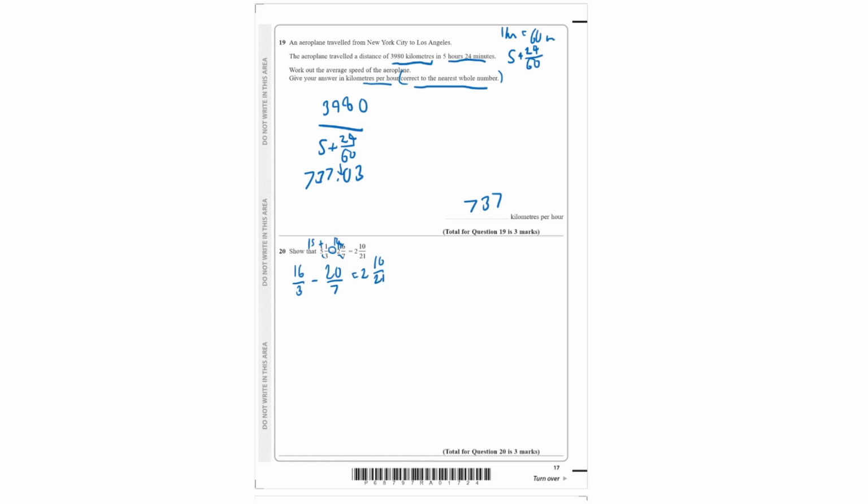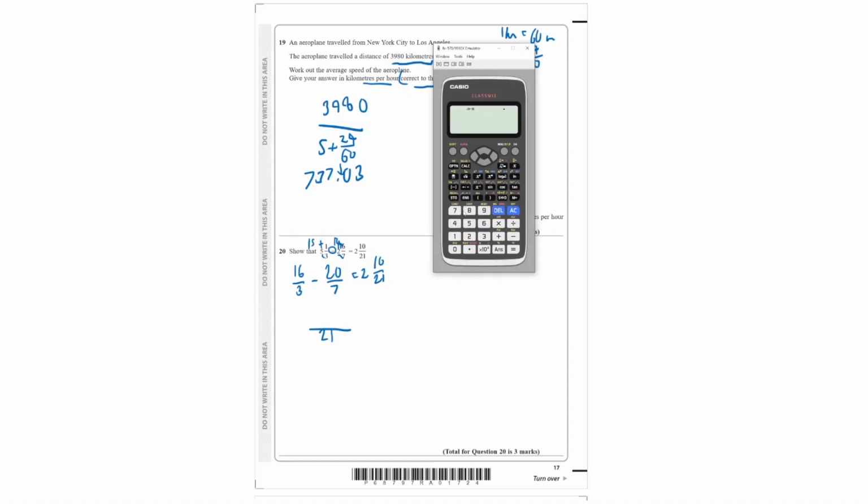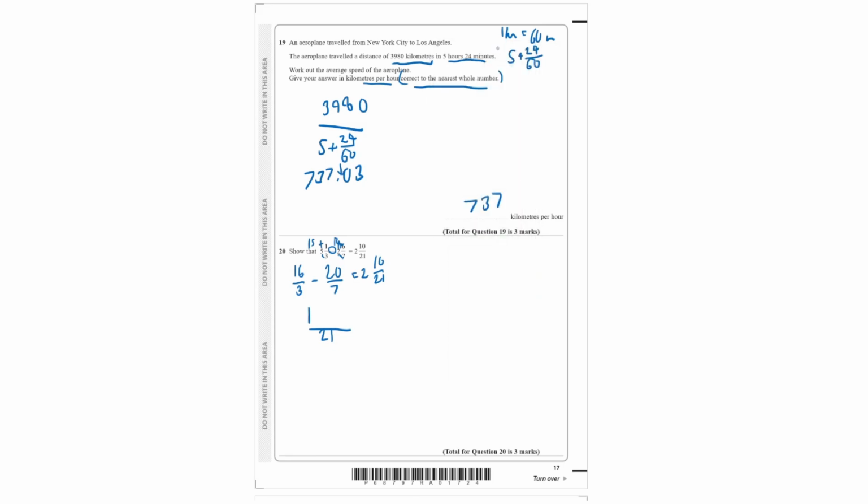Since they don't have the same denominator, we can't subtract here. We first have to find the LCM. The LCM of 3 and 7 is 21. 21 divided by 3 is 7. And we can use our calculator here. So we have 7 times 16, which gives us 112. And 21 divided by 7 is 3. And 3 times 20 is 60. So we can write here equals 2 10/21.